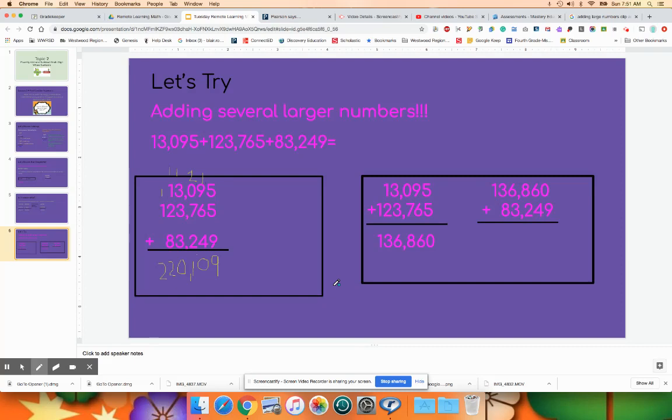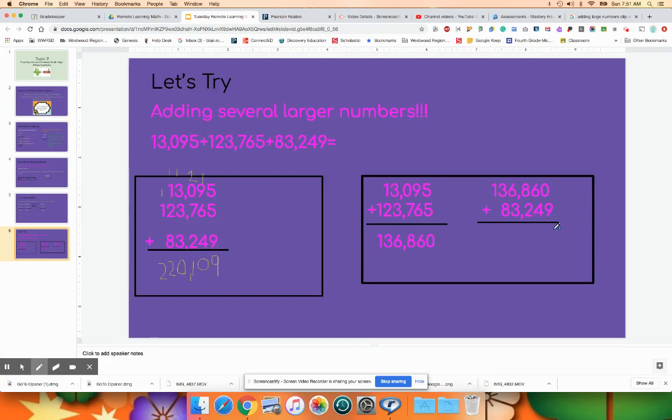The other strategy would be to add the first 2 together, find the sum, and then add the third to that sum. Sorry. So here I added the first 2 together, and I got 136,860. So then I took that, and now I'm going to add the third number to it.